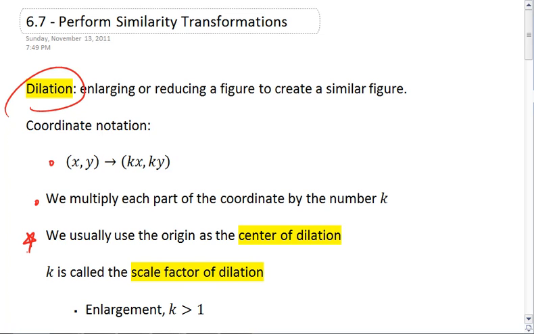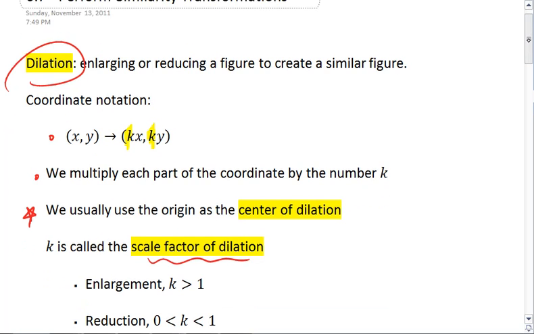In future math courses, if you look at dilations again, you might use a different point as the center of dilation. But for here, it's just the origin, and that actually makes things very simple. This number k, though, that we multiply by is called the scale factor of dilation.